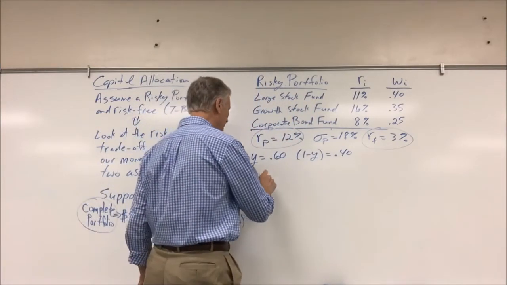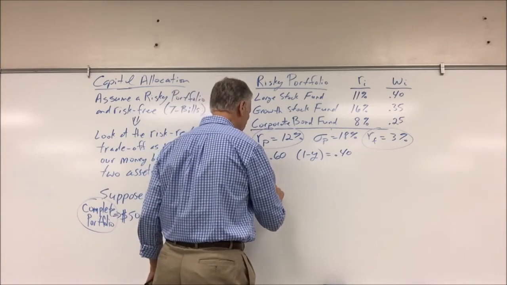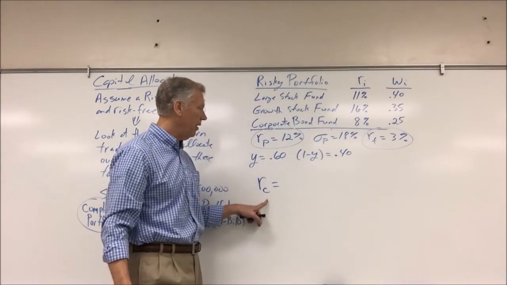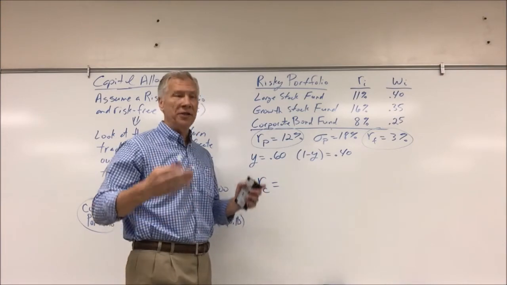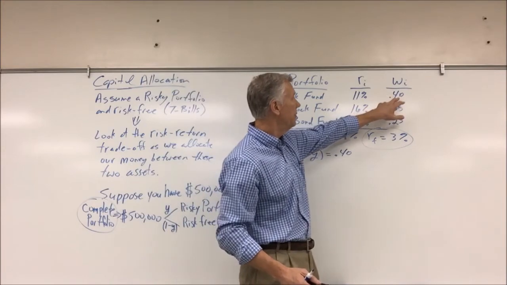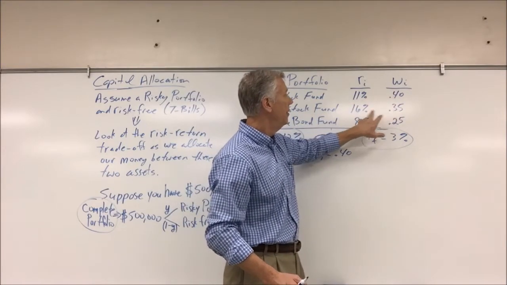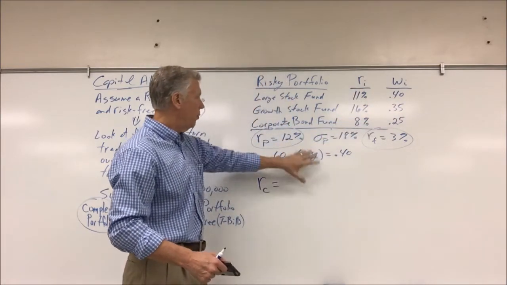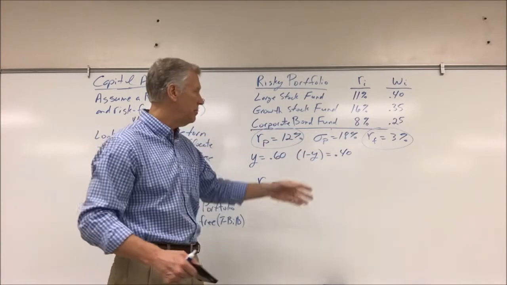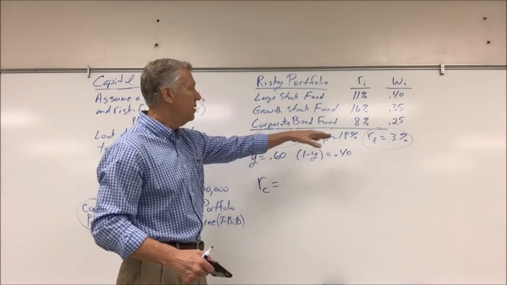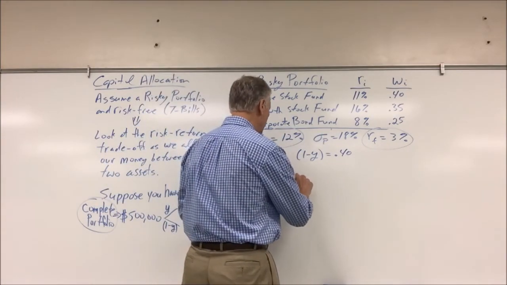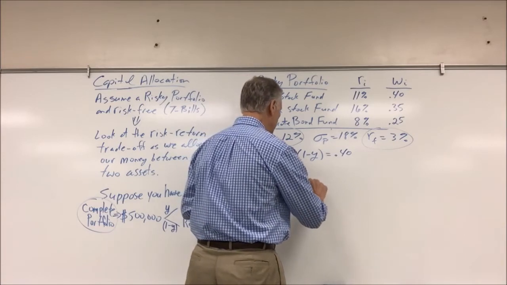Well, the return on my complete portfolio, I'm going to use RC here for our return on the complete portfolio, is going to be a weighted average. It's just like the portfolio we did up here. We took the weighted average based on this W times R's and summed them up. Well, how's my money broken up here? It's only broken up in two different ways. It's put into the risky portfolio and the risk-free portfolio. So the return on this is simply going to be Y times RP, okay?